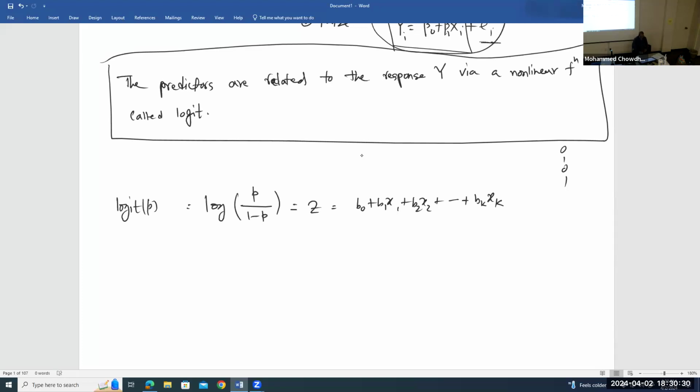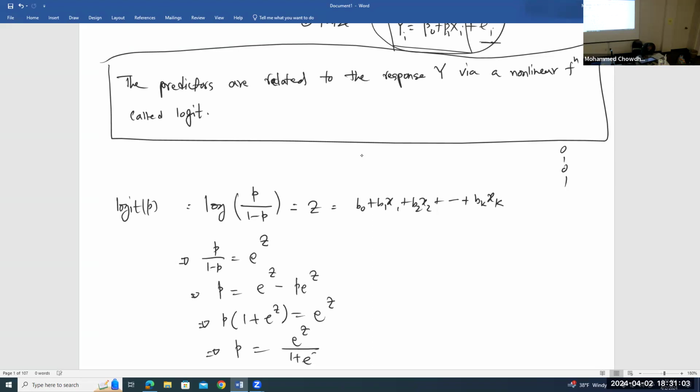I will discuss these things gradually. Now, take a look at that. From there, I can easily write P over 1 minus P equal to e to the power z. Right? Now, if you do the multiplications, P equals e to the power z minus P e to the power z. Now, if I take P as common, then we have 1 plus e to the power z equal to e to the power z. Okay? Now, if I want to find P, then we have e to the power z over 1 plus e to the power z. From there, we can now consider P equal to 1 over 1 plus e to the power minus z.